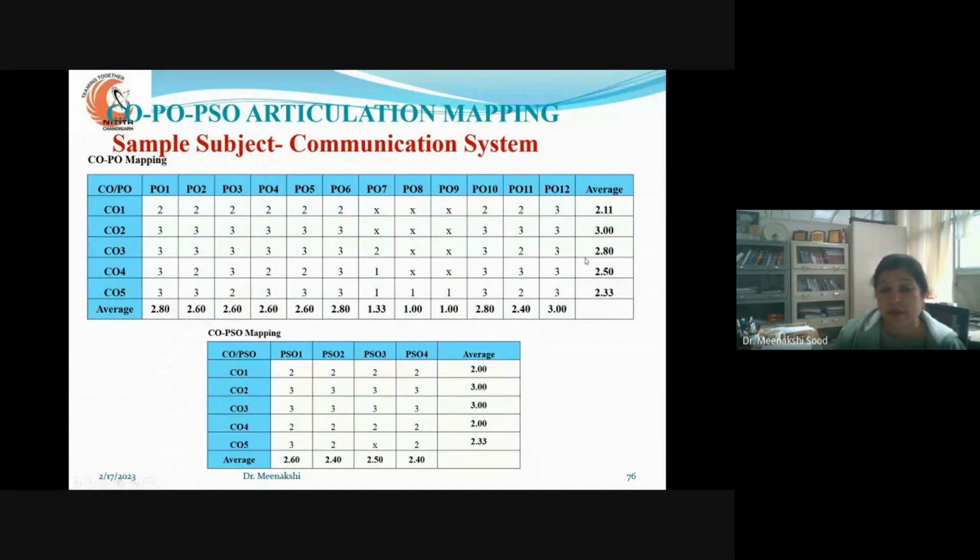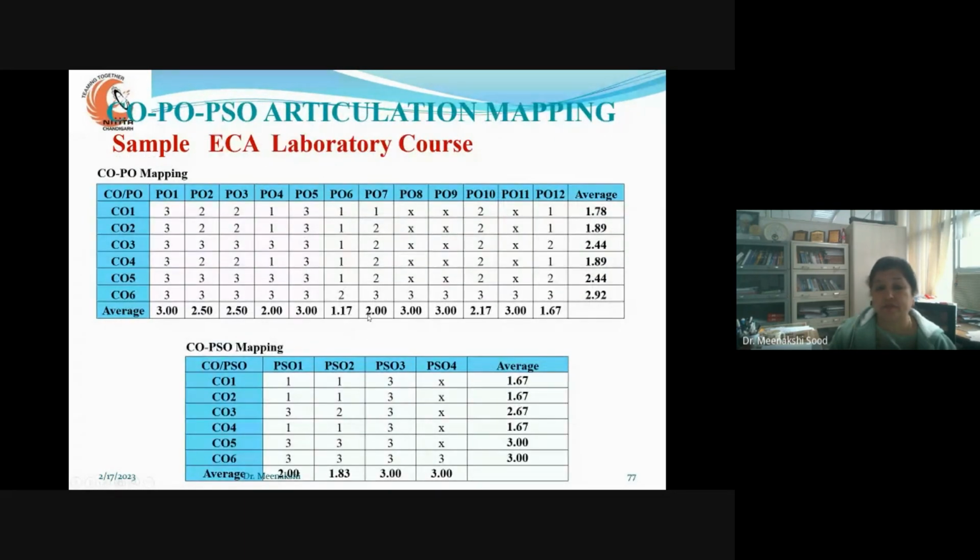So this is one mapping of COs and POs. And if we have PSOs, then they should also be mapped. Nowadays, they don't ask for it, but earlier the PSO and CO-PO mapping was also checked. But now the PSOs they usually have removed. Okay. So this is the articulation which has to be done in the very beginning.